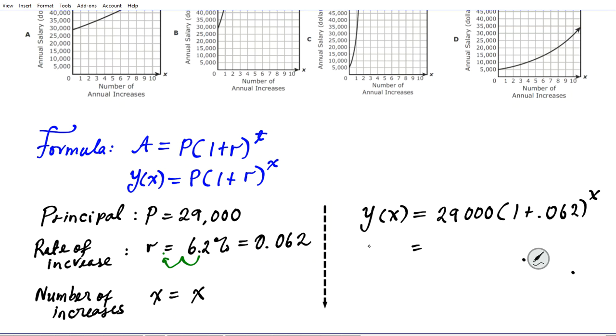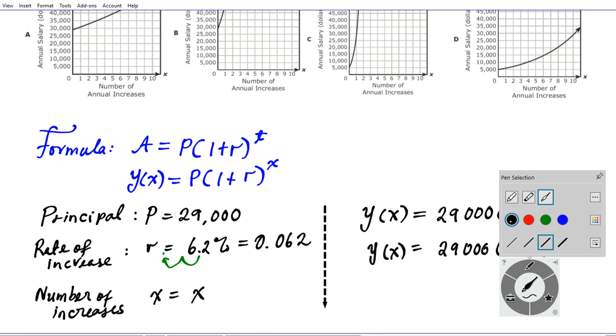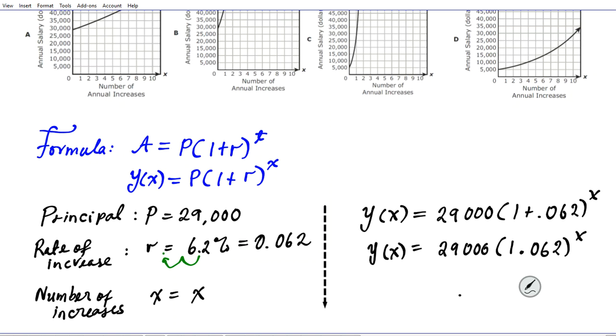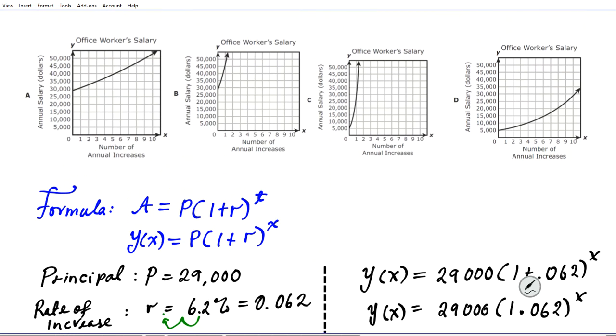Let's simplify this a little bit. So y is going to be 29,000 times 1.062 raised to the x power. Alright, so which of these graphs is the graph of this function? Since we're allowed to use a calculator on the test, we can simply input this function into our graphing calculators using the appropriate window, and we will be able to easily determine the correct answer.